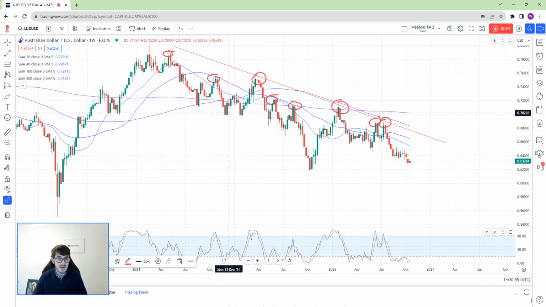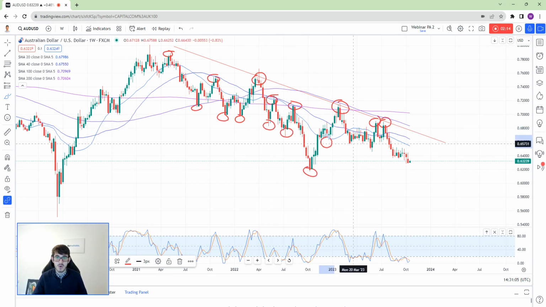Now, of course, within downtrends, you can trade them short, as I've just labeled, but you can also trade them to the long side. And you've got many, many opportunities to do that. It also helps greatly with hedging as well.